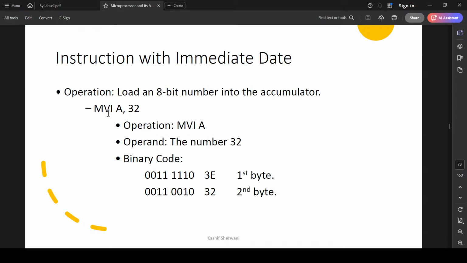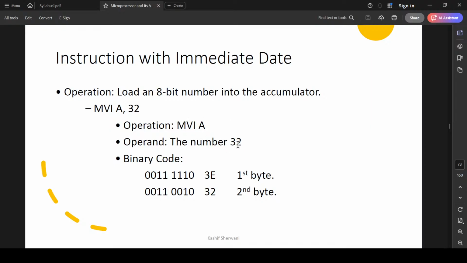Instruction with immediate data: MVI A, 32. MVI was move. Let me just see from my notes. Data byte to register or memory location. So data byte to register. So 32 to A.